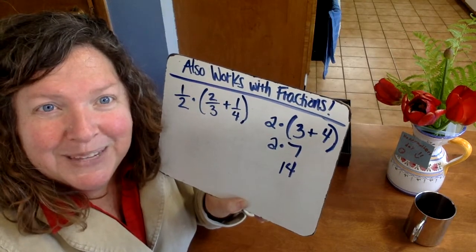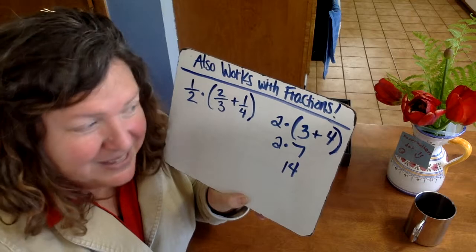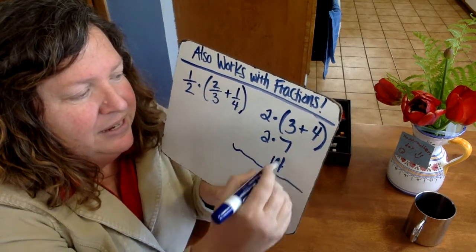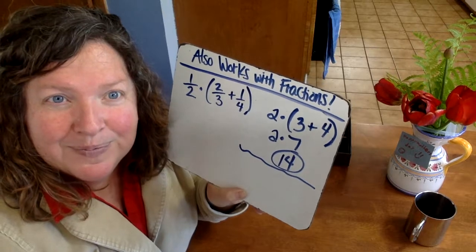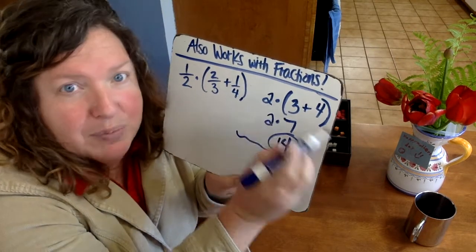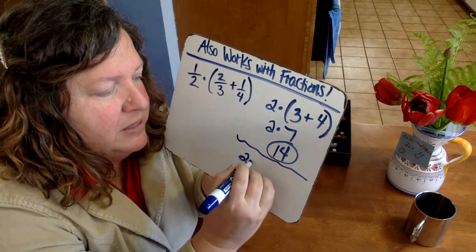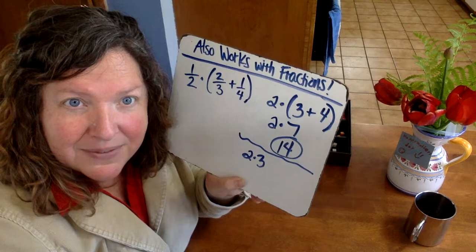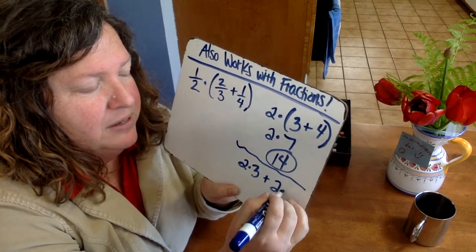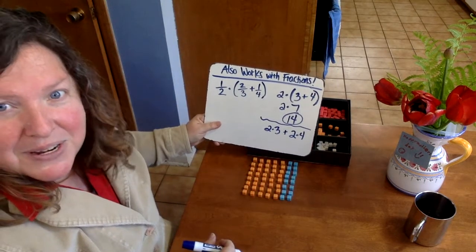14. Now, let's see if we can use the distributive property on this whole number situation and get the same answer, 14. What if, instead of saying 2 groups of 3 plus 4, what if I did 2 groups of 3 plus 2 groups of 4? See how that matches where we started?